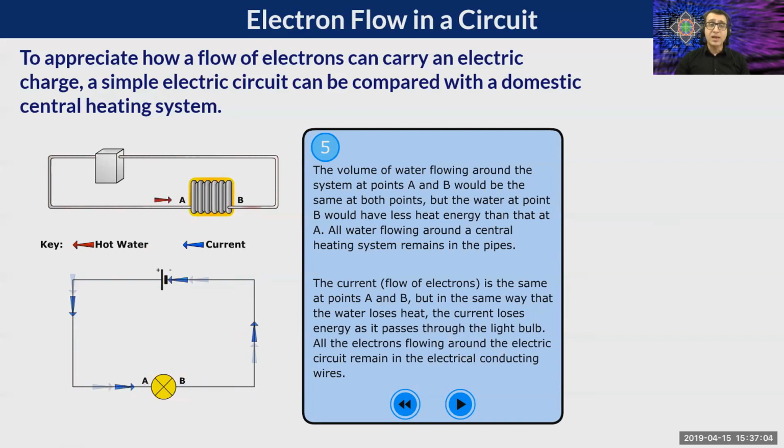But in the same way as the water loses energy between points A and B to either side of this radiator board, the electrons are transferring some of their energy into light and heat as they flow through this device here.